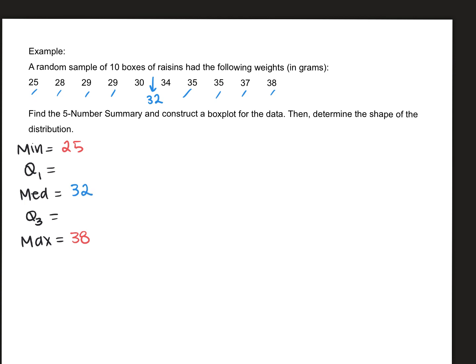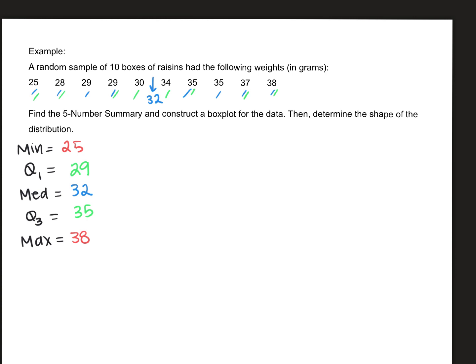When I go to find quartile 1, I break up my data in half. So every number below the median I use to find quartile 1. So I have to use 25, 28, 29, 29, and 30. And I cross those off. So quartile 1 is 29. And I do the same thing for quartile 3 with the numbers above my median, 34, 35, 35, 37, and 38. And I get 35.